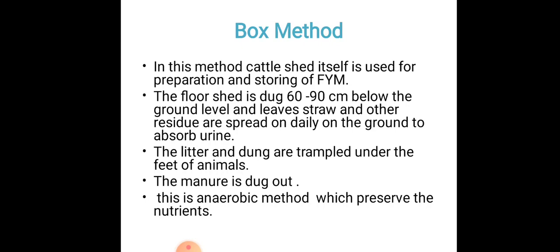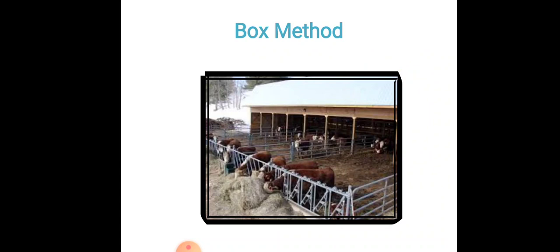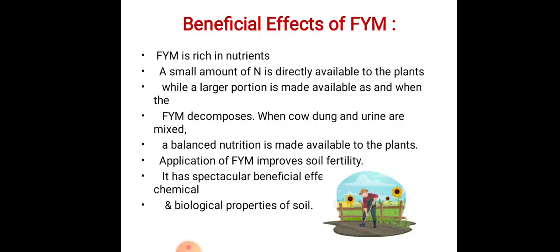The litter and dung are trampled under the feet of animals, and when the manure is formed, that manure is dug out. This is an anaerobic method which preserves the nutrients. In this slide you can see how the box method works, or how it is arranged. Here, firstly the stubble or trash is spread on the floor of the earth surface, and then the cow dung and litter are trampled under the feet of cattle continuously, and after some days the manure is prepared. So this is the box method.